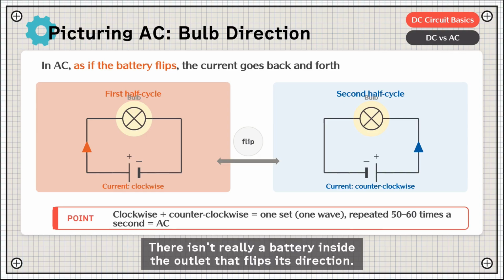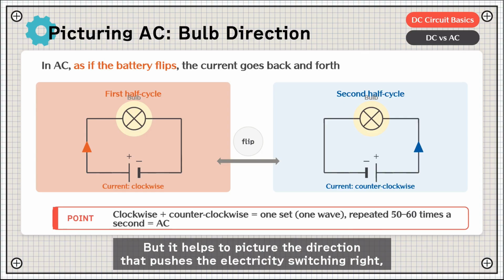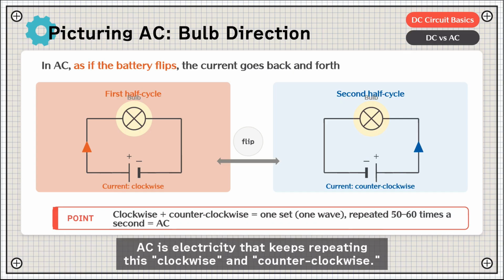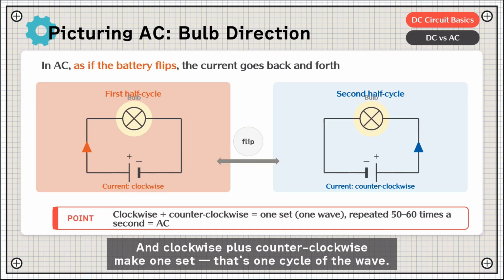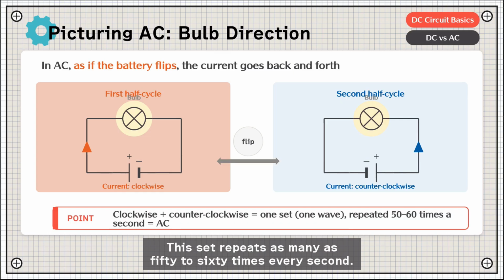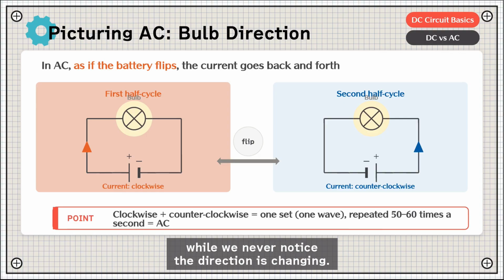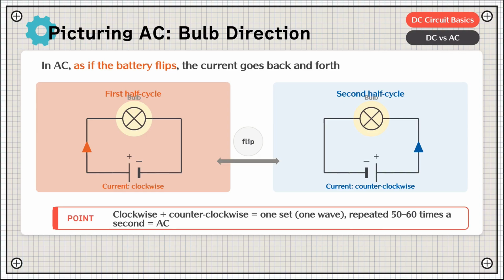There isn't really a battery inside the outlet that flips its direction, but it helps to picture the direction that pushes the electricity switching right, left at tremendous speed. AC is electricity that keeps repeating this clockwise and counterclockwise, and clockwise plus counterclockwise make one set. That's one cycle of the wave. This set repeats as many as 50 to 60 times every second. It's so fast that the bulb just looks like it's lit normally, while we never notice the direction is changing.